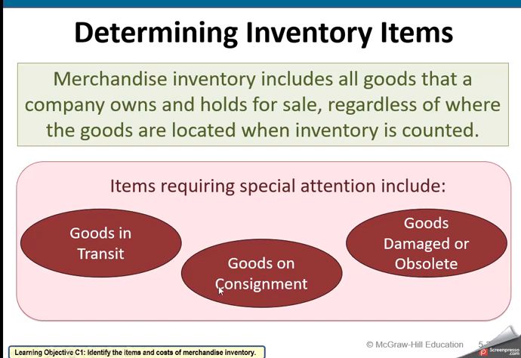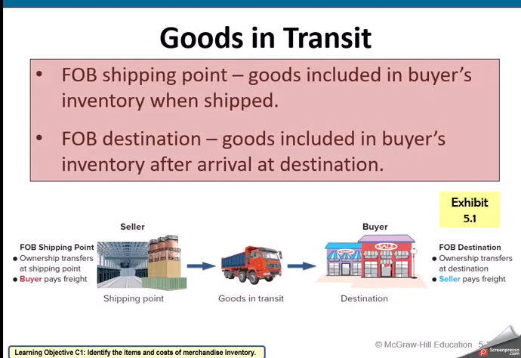There can be goods on consignment. So maybe another store is selling the product for you, but they didn't actually purchase it, they're just going to take a cut off of what they sell. So that company still owns those goods on consignment. Or there could be goods that are damaged or obsolete, and maybe those are either going to be counted or not counted, again, depending on their status.